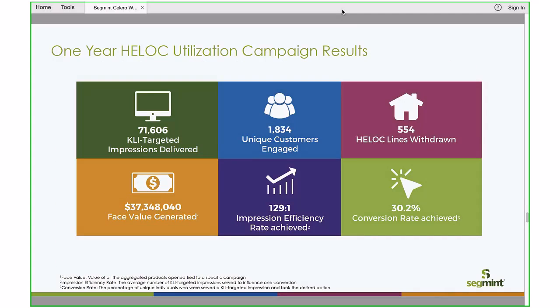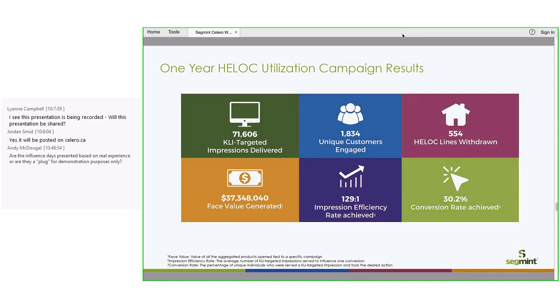Let's look at their HELOC utilization campaign results. One of the campaigns they focused on was people who had a home equity line of credit but hadn't really utilized those funds yet. So you can see we were able to deliver 71,000 targeted impressions just to those individuals who meet the criteria I just mentioned. They have the HELOC but weren't utilizing it. You can see the number of customers we engaged, but then you can see the lines that were withdrawn. And more importantly, look at that face value that was generated, and look at the impression efficiency ratio there as well.